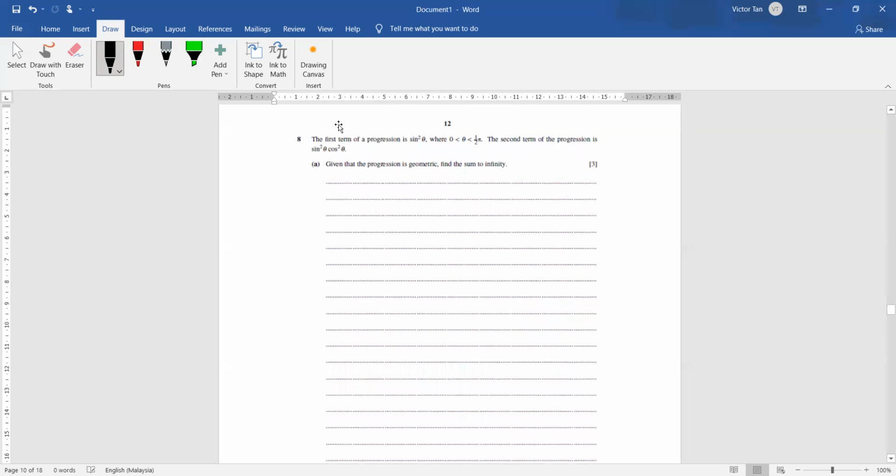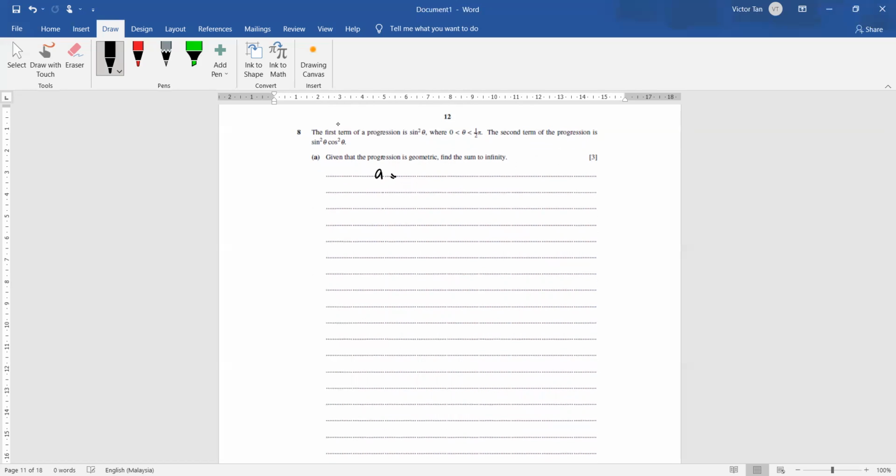Okay. Next, the first term of a progression is sine square theta, where theta is between 0 and half pi. The second term of the progression is sine square theta cos square theta. Given that the progression is geometric, find the sum to infinity. So a equals sine square theta. The ratio will be the second term divided by the first term. The second term has sine square theta, so you can cancel. So it will be also sine square. Okay, mistake.